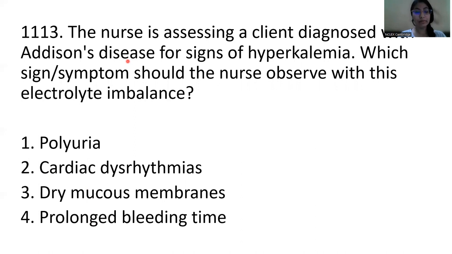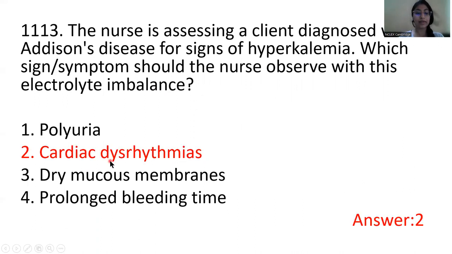So when aldosterone is low, the body's ability to retain sodium will decrease. So if sodium decreases in the body, there will be signs of hyperkalemia. Now the question is asking for the signs of hyperkalemia in the patient. So what would be the answer? The answer would be cardiac dysrhythmias.